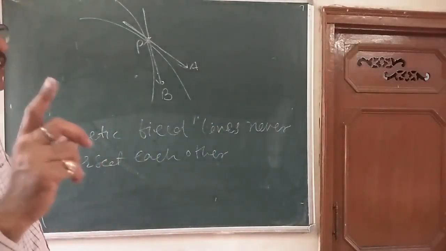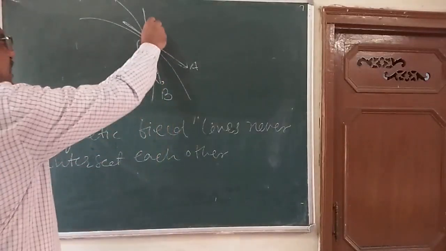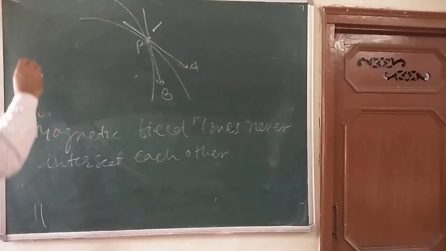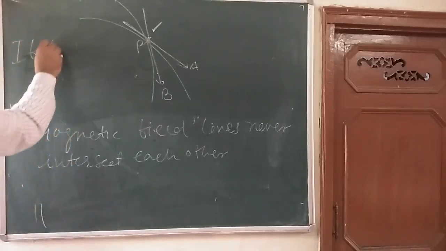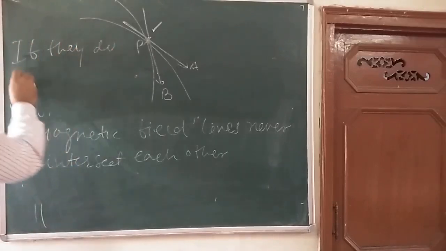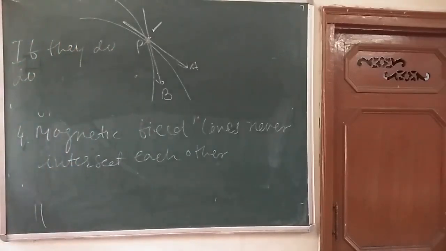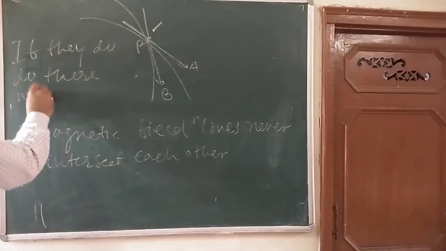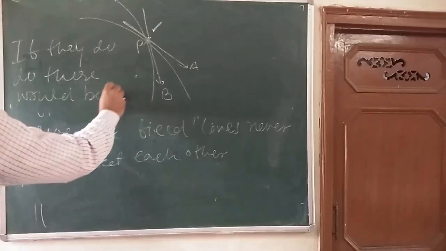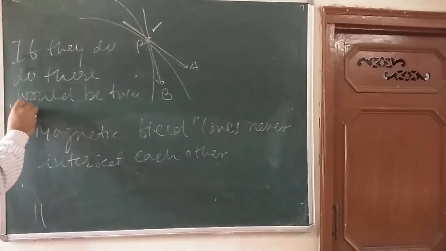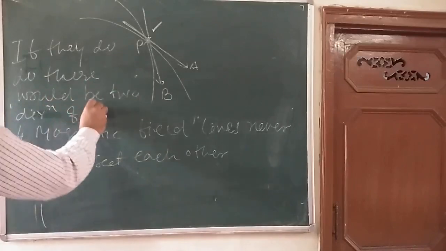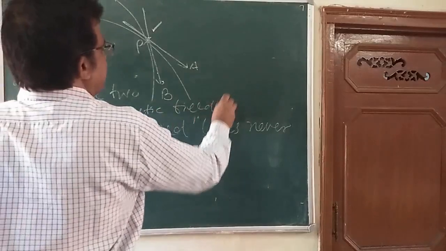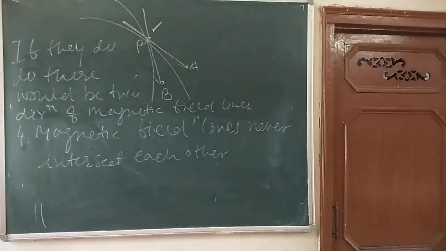This will be a one-mark question in the CBSE exam. So you have to write this answer only. Okay? So write, if they do so, there would be two directions of magnetic field lines. That is not possible. This is the answer.